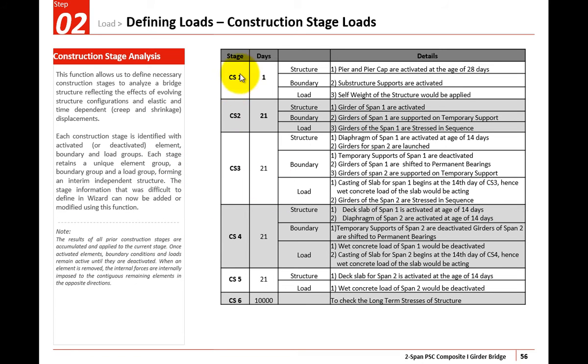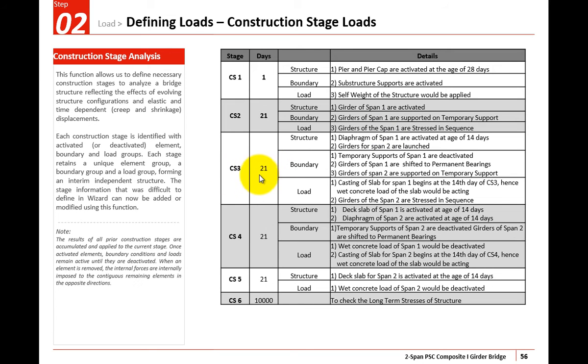So in total we have 6 construction stages for this bridge. In CS1 the duration is 1 day, where my pier and pier cap would be activated at the age of 28 days, and the substructure supports and the self weight would be activated in this stage CS1. In CS2 the girders of the span 1 would be activated, and then span 1 would be supported on the temporary supports, and the pre-stressing would be done for the girders of the span 1.